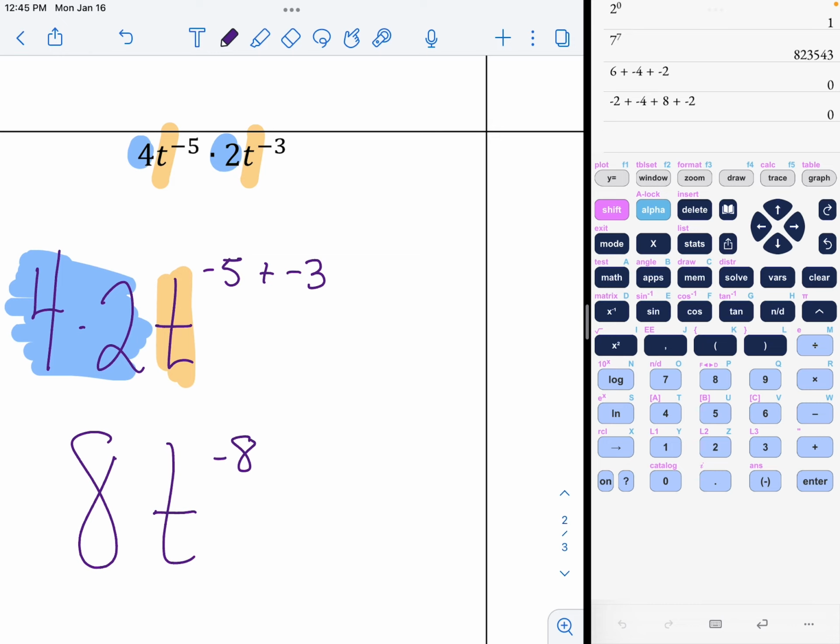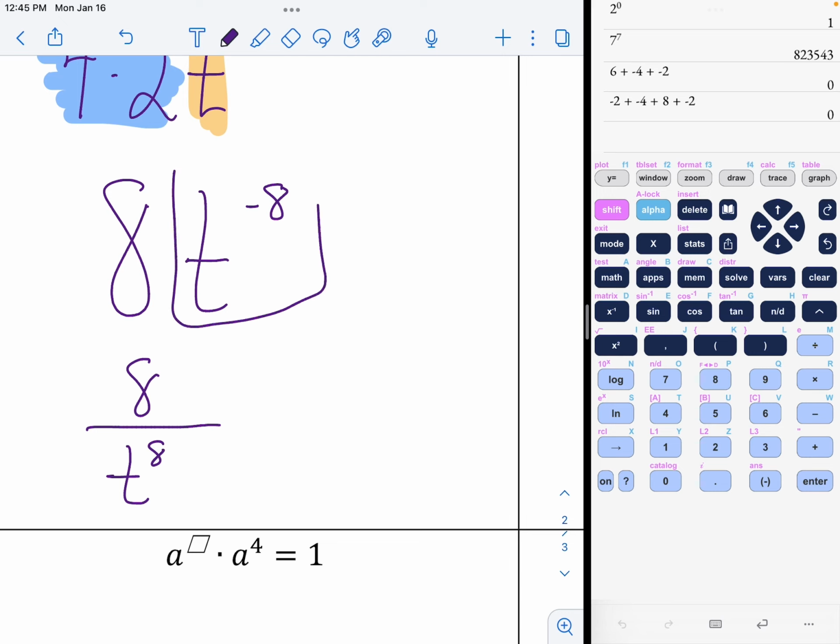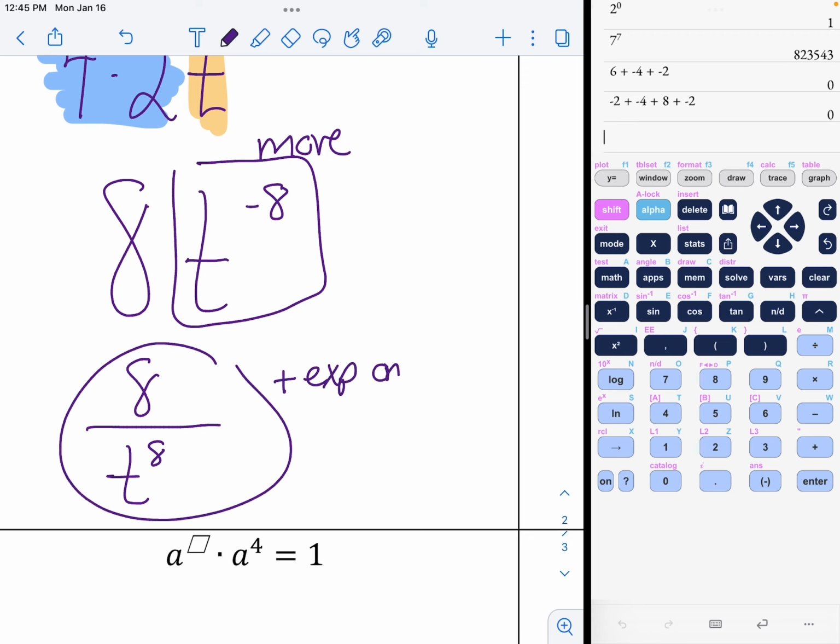Oh, and now remember from yesterday, we can't have a negative exponent. So the 8 stays put, and the t moves so that it can have, see this guy? He needs to move because he needs to end with a positive exponent. You must end with positive exponents only. So if it needs to move, make sure you move it.